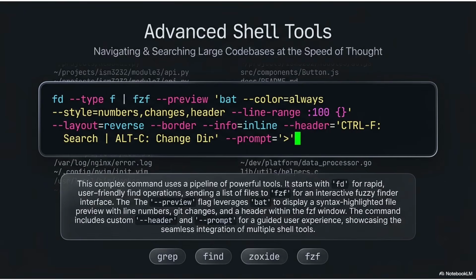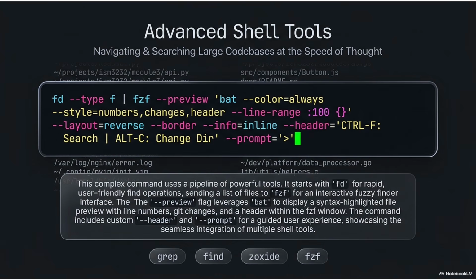Welcome to Advanced Shell Tools, your guide to navigating and searching large code bases at the speed of thought. As your project grows beyond a handful of files, the ability to find code quickly becomes just as important as the ability to write it. This module introduces 4 tools that professional developers rely on daily: grep for searching inside of files, find for locating files by name and type, zoxide for jumping to directories without typing full paths, and fzf for interactively filtering anything.